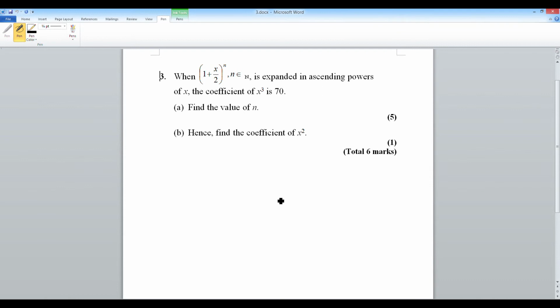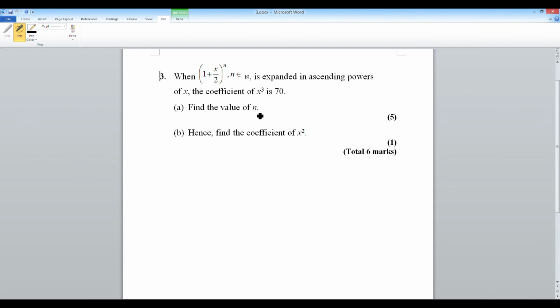Here we have another exam style question. This is going to be the third example from binomial expansions. So we are given brackets to the power of n, and they tell us that n is an element of natural numbers, and this is expanded in ascending powers. That means the powers will go up. Of x, the coefficient of x cubed is 70. Find the value of n. So we have to work backwards now. Normally we have to expand something.